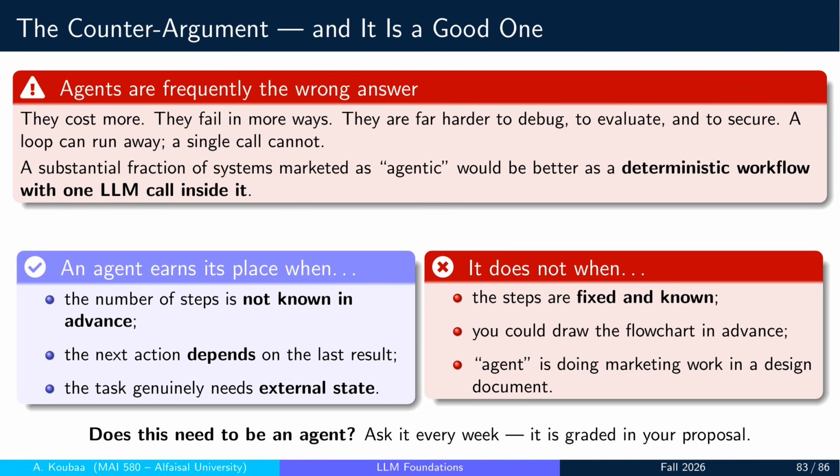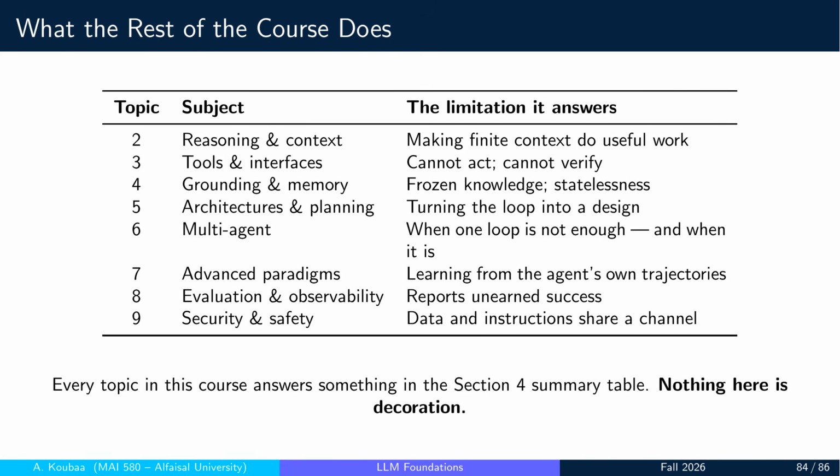Now, the question at the bottom, does this need to be an agent? Ask it every week. It is graded in your proposal, and a well-argued no is worth more than an unexamined yes. This table is our roadmap again, now with a purpose attached to every row.